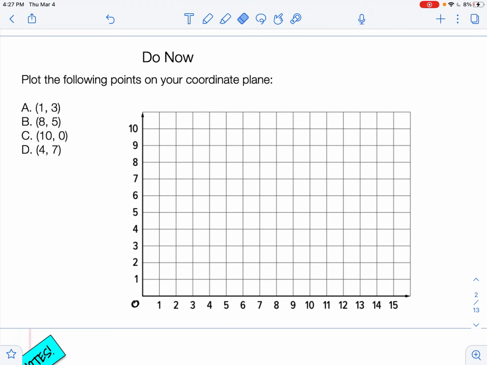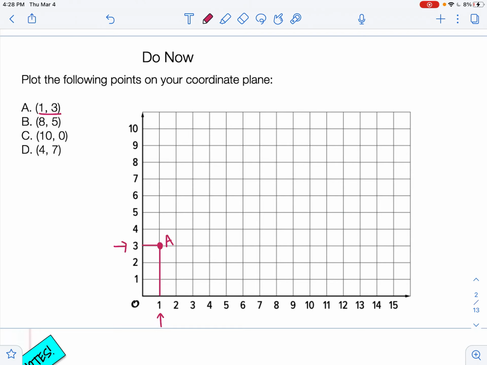For example, if we're to plot the point (1, 3), we know that 1 is our x-coordinate, or how far we move side to side along our x-axis. So I'll start by finding 1 on my x-axis, and then I know that 3 is my y-coordinate, or how far up and down I'll move along my y-axis. Then I'll line up 1 on my x-axis with 3 on my y-axis to plot point A.